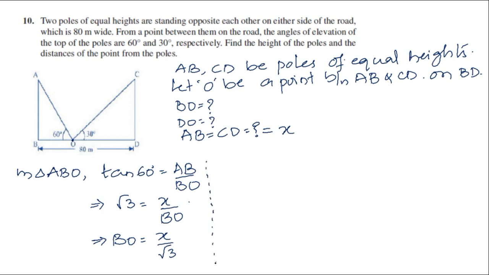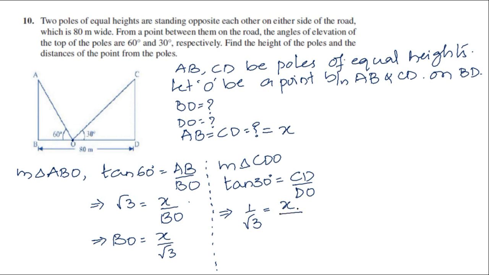Now let me consider another triangle, triangle CDO. Tan of 30 degrees is CD upon DO. Tan 30 degrees is 1 upon root 3. This is equal to CD, I have taken as X, divided by DO. So we can find the length of DO to be X times root 3.